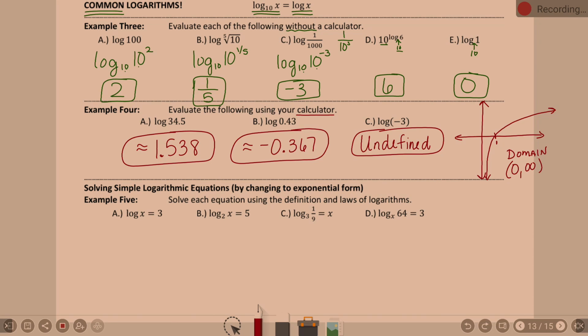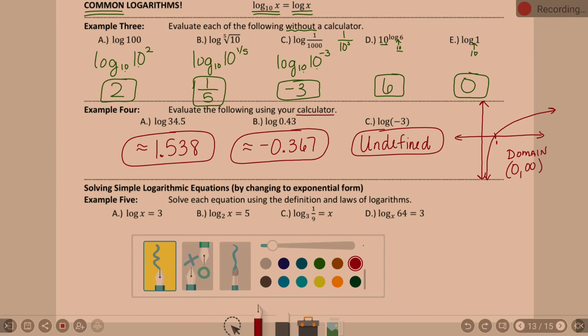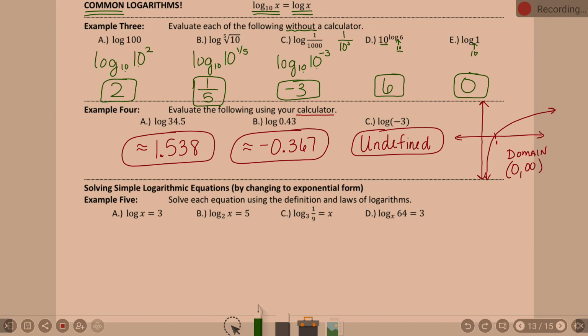Okay. Example 5 then. Officially, this is solving some basic logarithmic equations. In lesson 3.5, we do a lot of equation solving. These are more basic, but solve simple logarithmic equations, and notice it says by changing to exponential form. As we look at A, log of x equals 3. Can I do anything with it in that form? No. So how do we change to exponential form? What am I going to tell you to do?